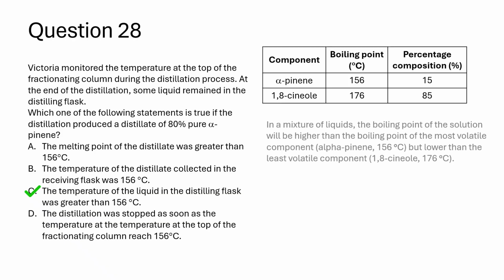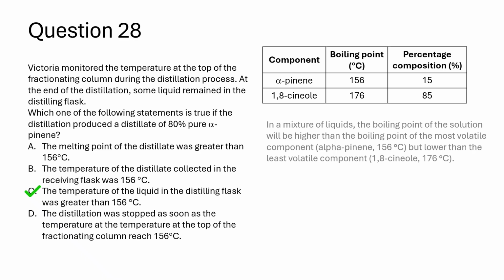Here is the chemistry-based reasoning for why this statement is true, as well as why the others are incorrect. Why C is correct. In a mixture of liquids, the boiling point of the solution will be higher than the boiling point of the most volatile component, alpha-pinene, 156 degrees Celsius, but lower than the least volatile component, 1,8-cineol, 176 degrees Celsius.